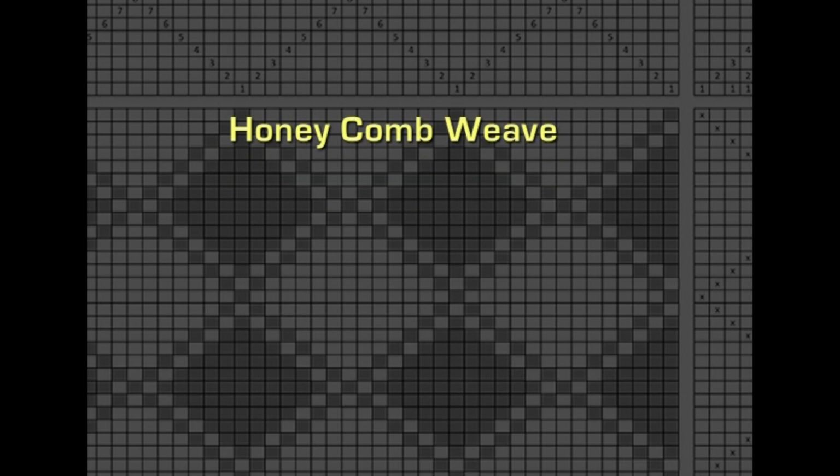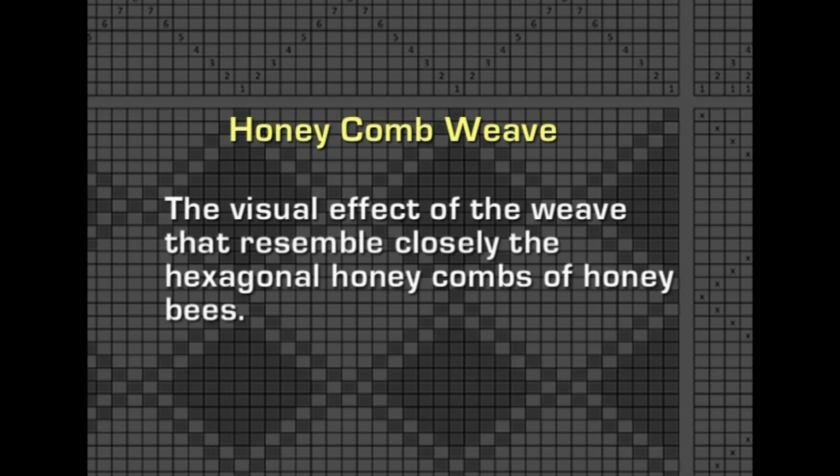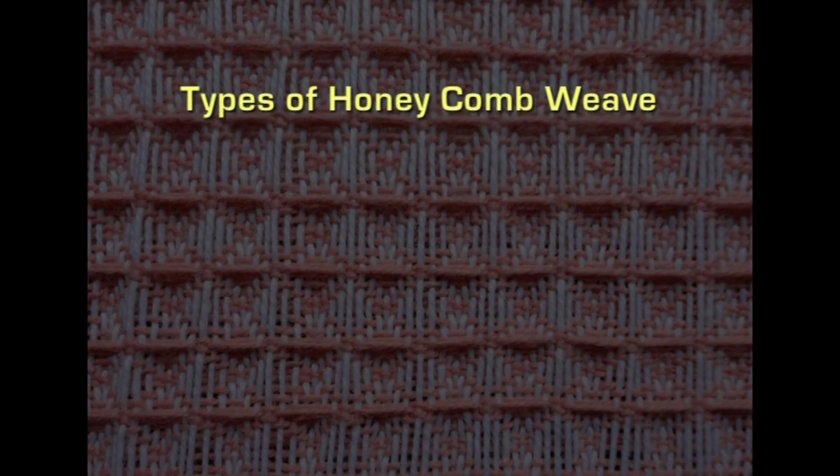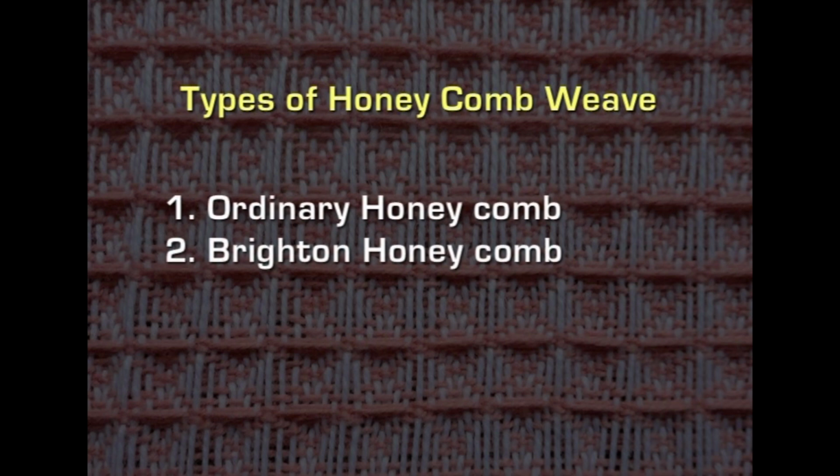Honeycomb weave. The name honeycomb weave is derived from the visual effect of the weave that closely resembles the hexagonal honeycombs of honeybees. The alternate raised and sunk diamond-shaped areas give the effect of a honeycomb, thus adding an interesting rough surface to the fabric surface. This type of honeycomb can be of two types: one is the ordinary honeycomb and another one is the Brighton honeycomb.